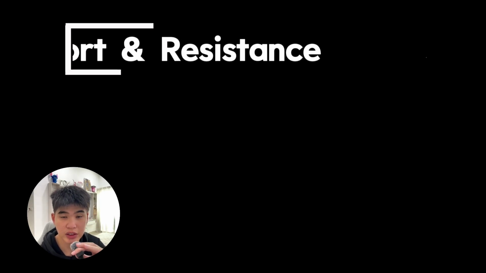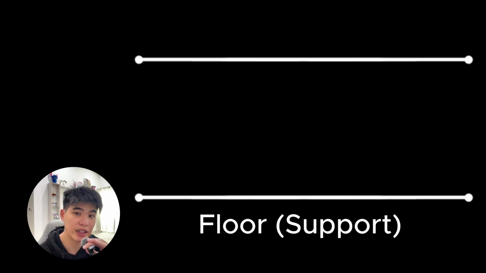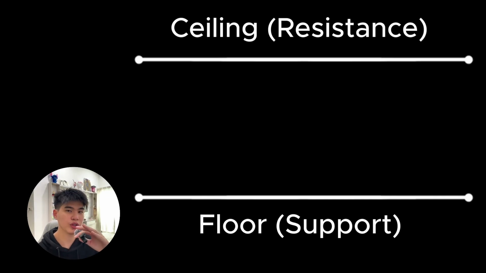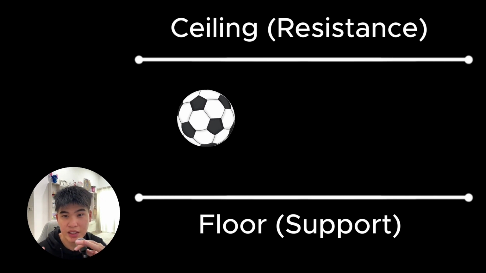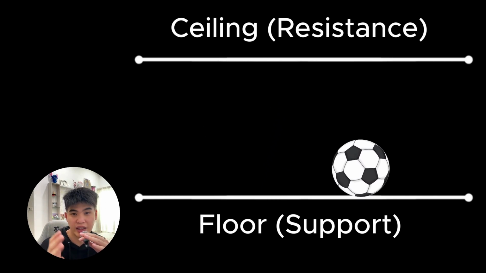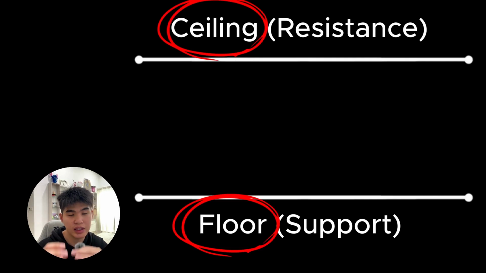First thing, what is support and resistance? Picture your support as a floor and your resistance like a ceiling. So you have your floor, you have your ceiling. Let's just say that there's no gravity included in this equation. When you throw a ball between the floor and the ceiling, the ball basically just bounces between the floor and the ceiling until either one is broken.